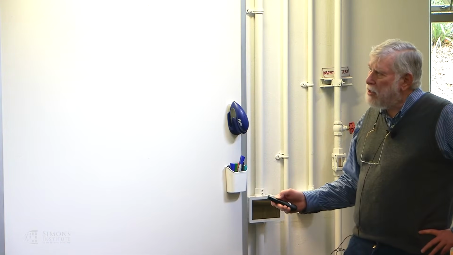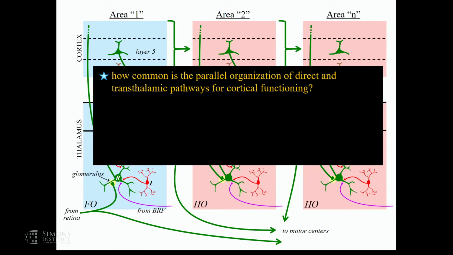So this raises a number of questions. How common is the parallel organization of direct and transthalamic pathways for cortical functioning? Or how often do you get two areas of cortex connected just directly or just through the thalamus? We don't know. But the examples we have suggest that this parallel organization is the least common.